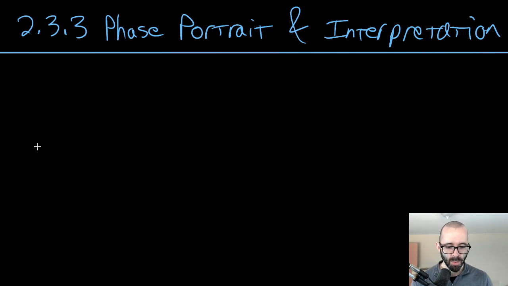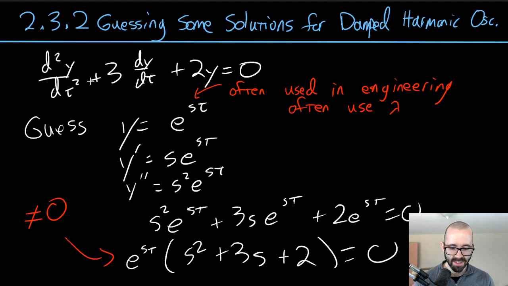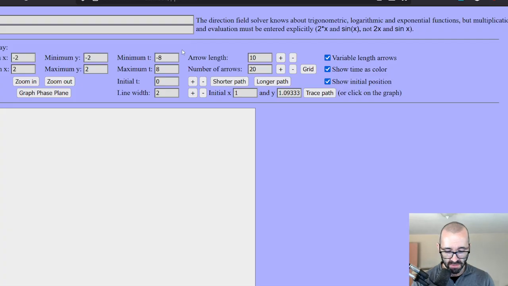Okay, are you ready? We're going to look at the phase portrait for our last example of this damped harmonic oscillator. And what we're going to do is use a new website. The old website works. We can plot direction fields using the old website, but I have a new website specifically for phase portraits, and it is pretty neat. The link can be found in Canvas.